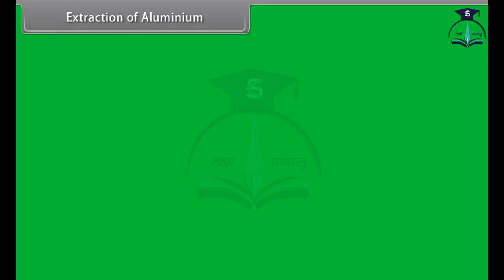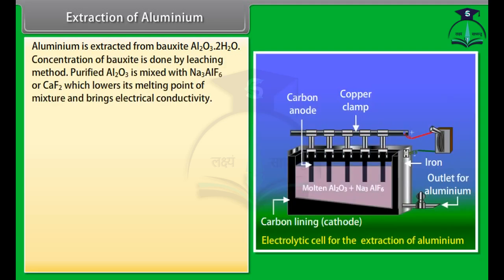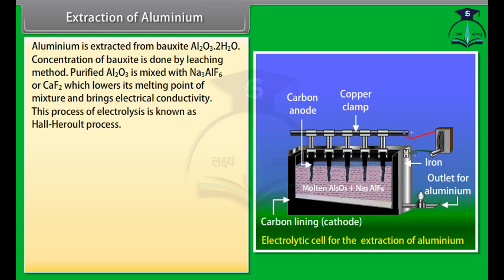Extraction of aluminium. Aluminium is extracted from bauxite, Al2O3·2H2O. Concentration of bauxite is done by leaching method. Purified Al2O3 is mixed with Na3AlF6 or CaF2, which lowers the melting point of the mixture and brings electrical conductivity. This process of electrolysis is known as Hall-Héroult process.